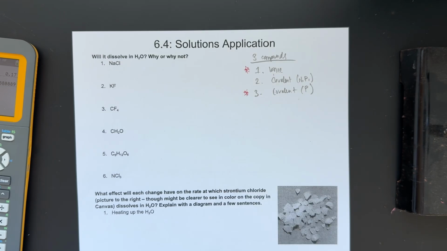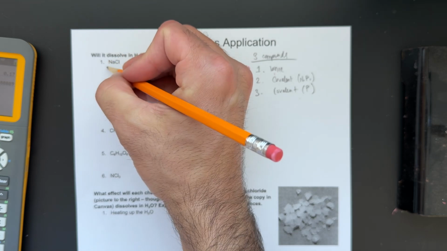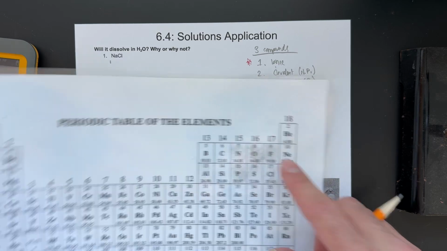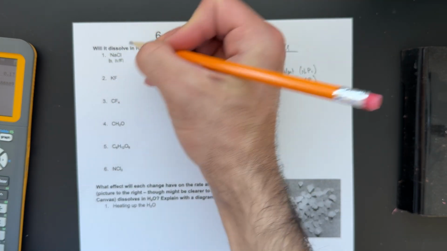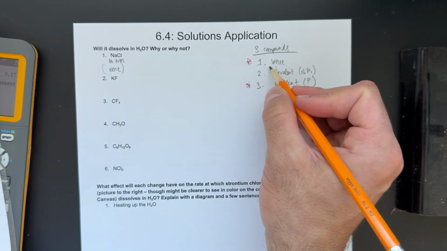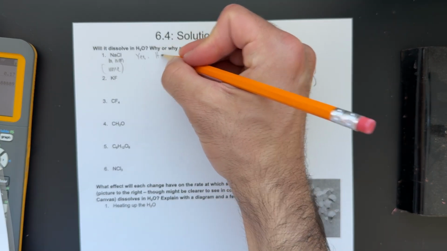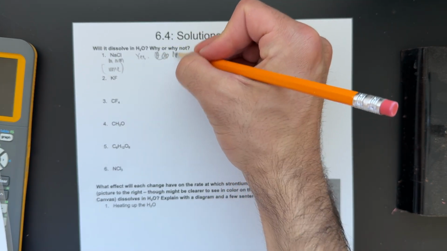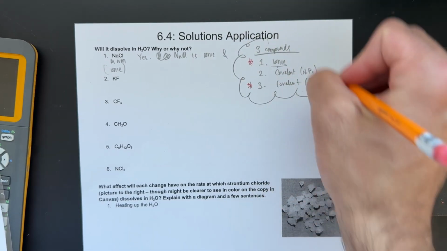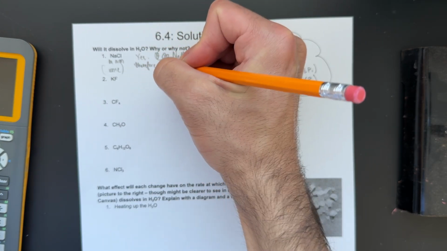So, for example, NaCl, what type of compound is it? Well, first of all, decide if it's ionic or covalent. And so remember, what we do is we're like, okay, Na is on this side, so it's a metal. Cl is on this side, so it's a non-metal, so it's metal and non-metal, so we know it's ionic. And so will it dissolve in H2O? Well, yeah, it's charged. I should really say NaCl is ionic and therefore charged.